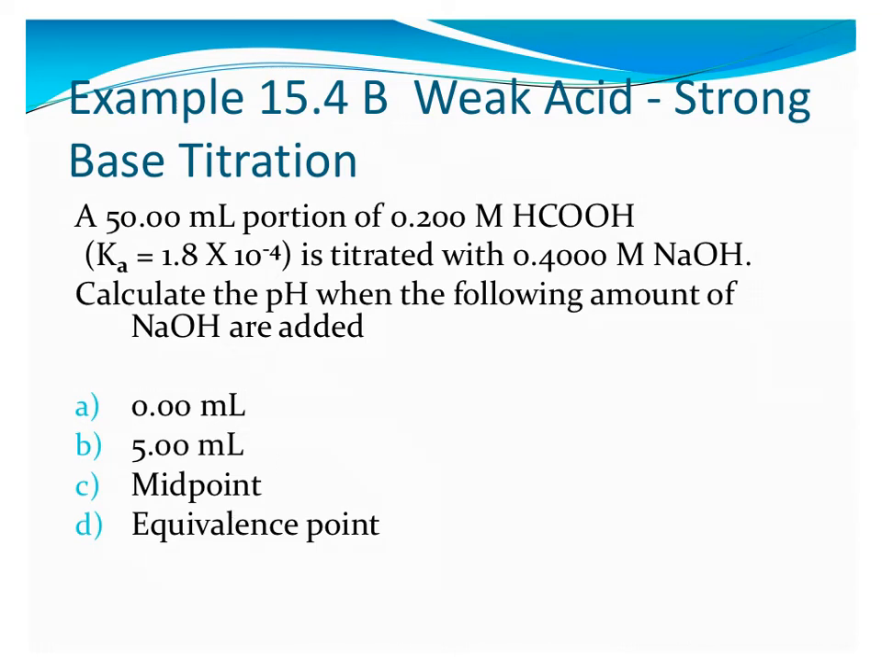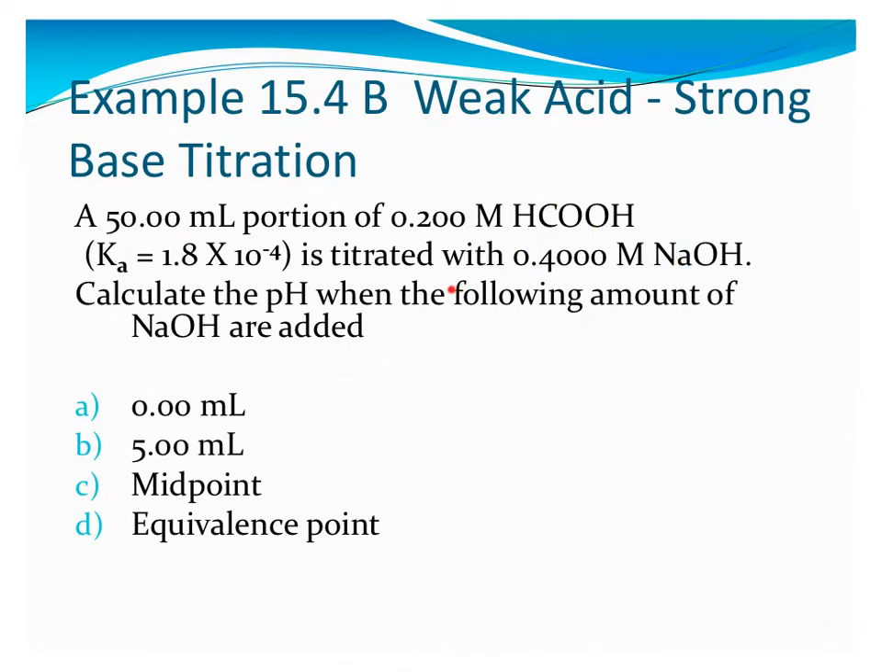Okay, part 2 of 15.4, we're going to look at weak acid titrations. So similar process, except once we do the neutralization, we have to analyze a little bit more carefully what our products are at the end. So titration, here we've got formic acid, 0.2 molar, 50 milliliters is titrated with sodium hydroxide. Classify this, we have a weak acid titrated with a strong base.